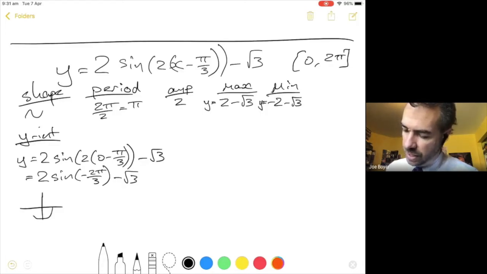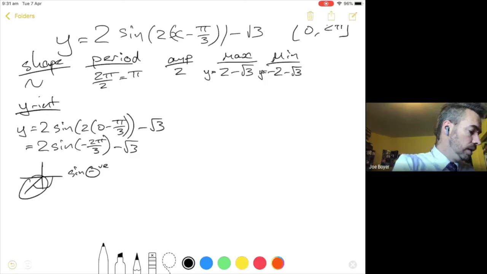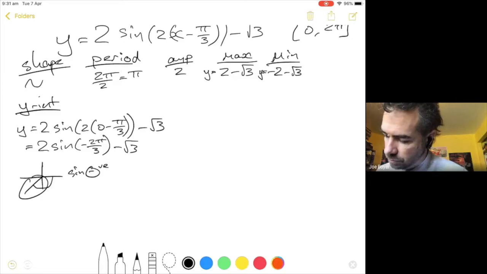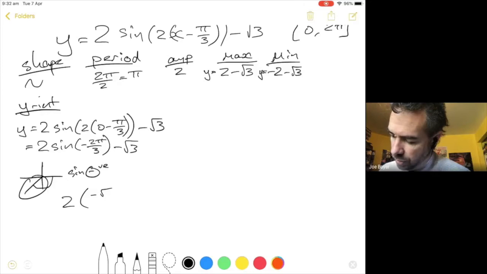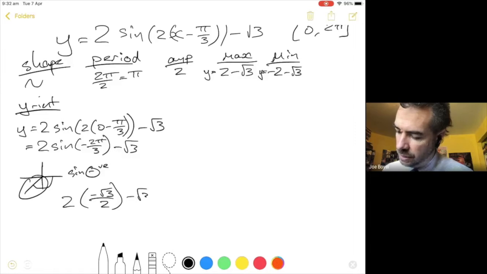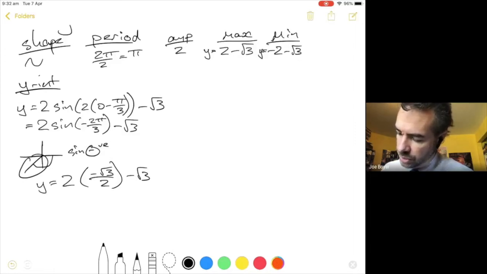That's going to be down around there somewhere. So sine is going to be negative because we're in that quadrant. And our base angle is going to be pi on 3. So we can look up pi on 3 on our table of exact values and know that sine of pi on 3 is root 3 on 2. So this is 2 lots of negative root 3 on 2 minus root 3, which is equal to, that cancels out with that. We're going to get 2 lots of negative root 3, so that's negative 2 root 3. That's where our y-intercept is.